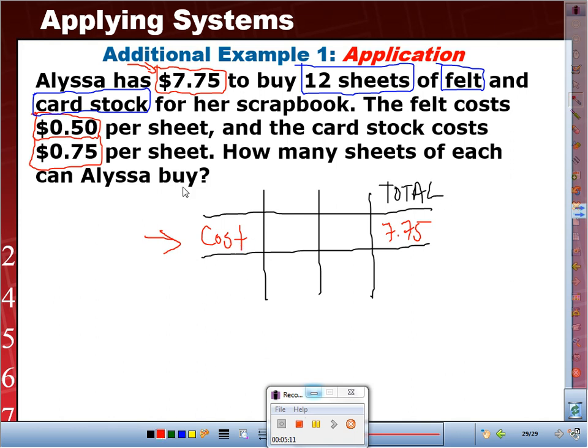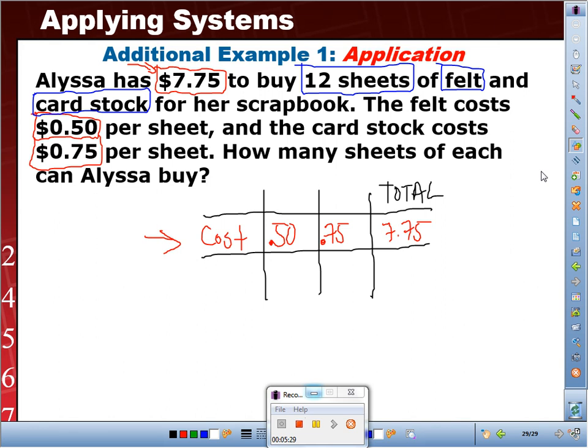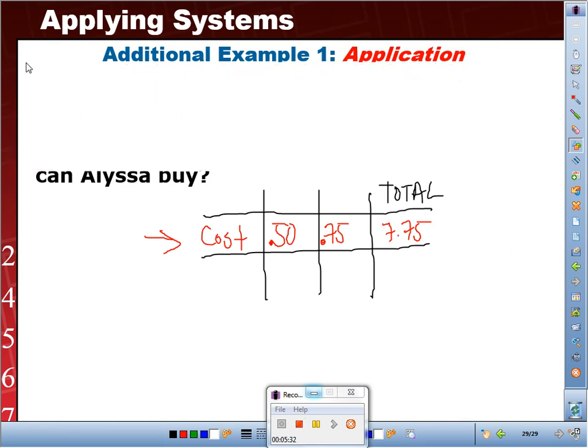What other costs do we have? That one of the sheets costs 50 cents, so we're going to write 0.50 on this column, and this one costs 0.75. Are we there? Now check this out. If I was to cover this problem like this, and we just have this table, and somebody walks in that hasn't seen this type of setup, do they know what we're talking about using just the information there?